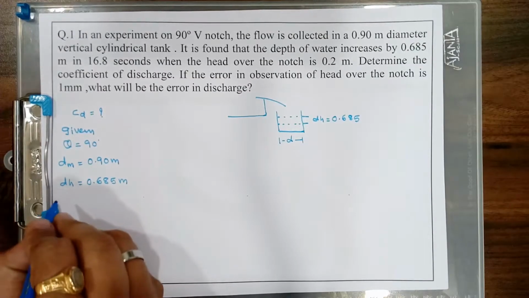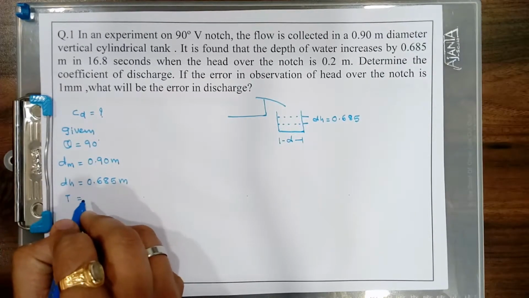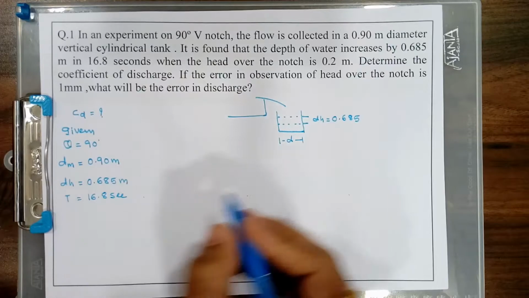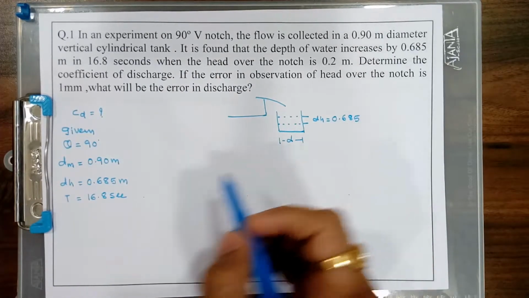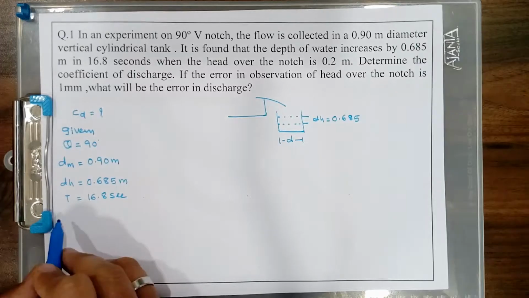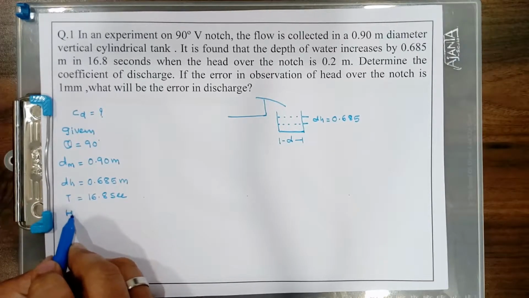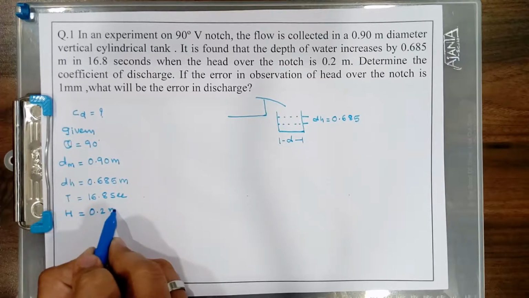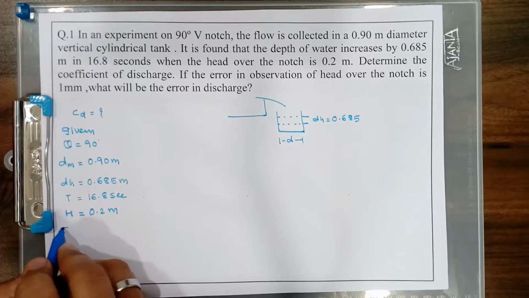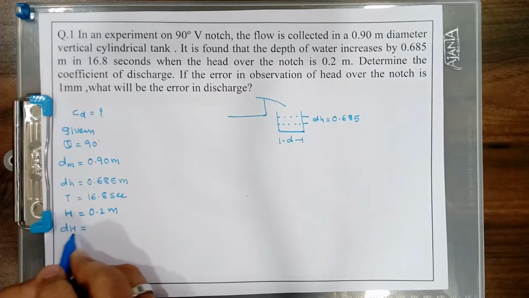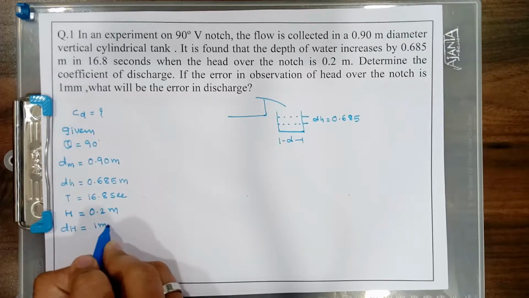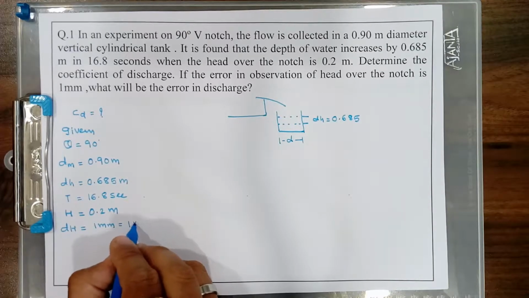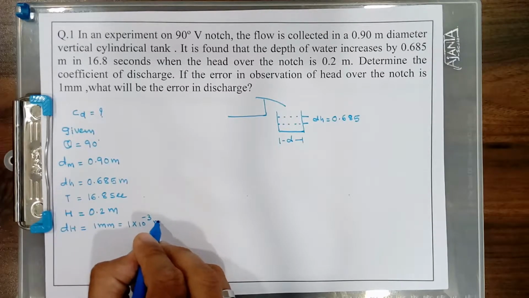Now the time which is given over here is 16.8 seconds to rise the level of water in the measuring tank by 0.685. The head over the notch is given, capital H, that is 0.2 meter. Then the error in measurement of the head, dh, is 1 millimeter. So we need to convert this millimeter into meter, so 1 into 10 to the power minus 3 meter.